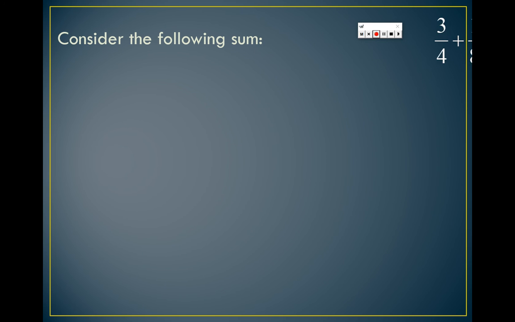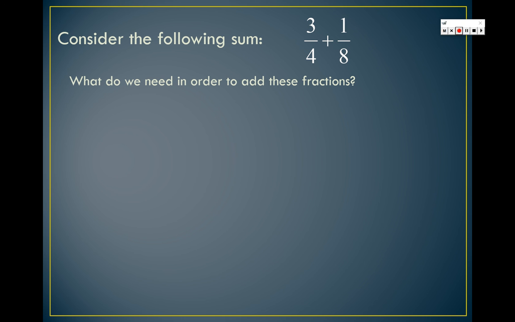Consider the following sum: 3/4 plus 1/8. What do we need in order to add fractions? Big moment. How far did you get with fractions in grade 7 and grade 8? What do you have to have for adding and subtracting? Common denominator. Okay, we have to have a common denominator for adding and subtracting only. You don't need it for multiplying and dividing. Once again, just like integers, multiplying and dividing is the easier one. Adding and subtracting, there's a little more to it. So we need a common denominator.